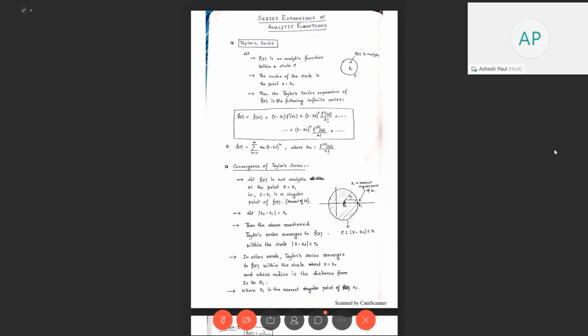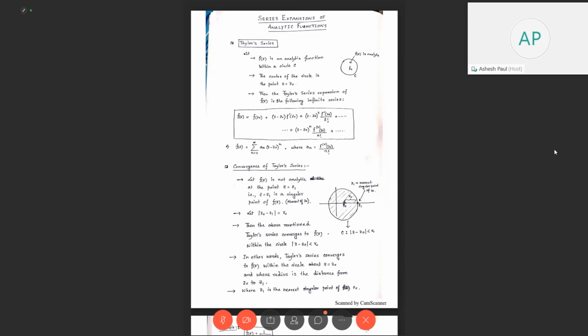Okay, so let me explain it again. Suppose z1 is a singular point of the function f(z), and it is the nearest singular point from the point z0, and the distance between z0 and its nearest singular point is r0. The nearest singular point of z0 is z1, and the distance between z0 and it is r0.